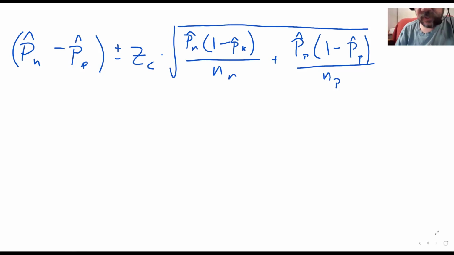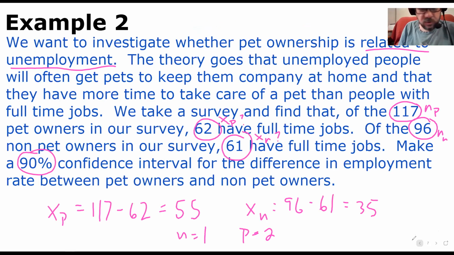So let's find those things. I need to find P sub N hat and P sub P hat. I need to make this actually look at least vaguely like an N. And there we go. All right, so we need to find P sub N hat and P sub P hat. So we get P sub N hat equals, so the non-pet owners, we had 35 out of 96.